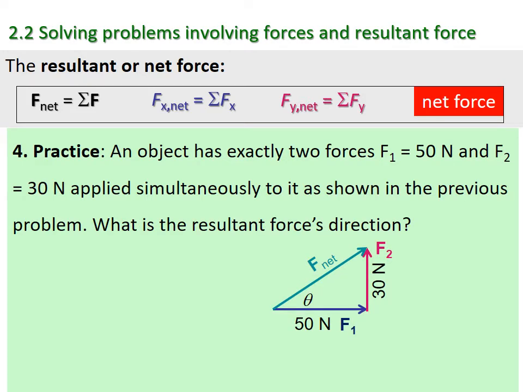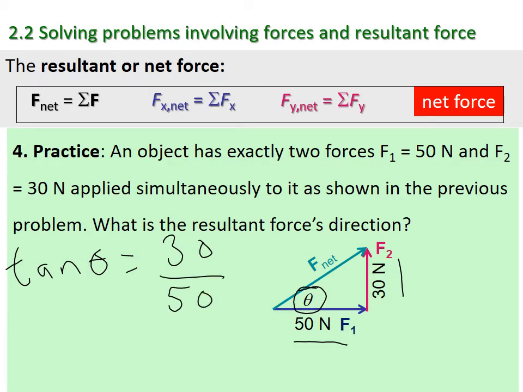Okay, so this problem is a continuation of practice problem 3. This time we want the resultant force's direction. So I need to see, with respect to the horizontal, what is this angle right here? We're solving for theta. I have a side that's adjacent to theta, and I have a side that's opposite to theta. Going through my trig function, SOHCAHTOA, I can use tangent. Tan theta equals the opposite side, which is 30 newtons, divided by the adjacent side, which is 50 newtons.